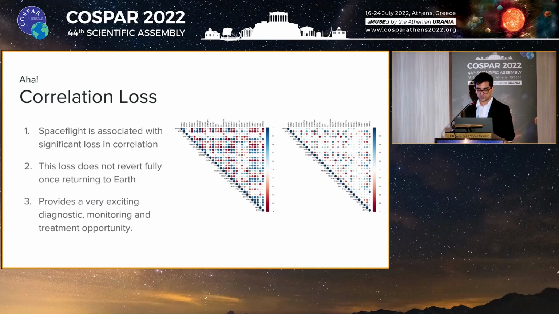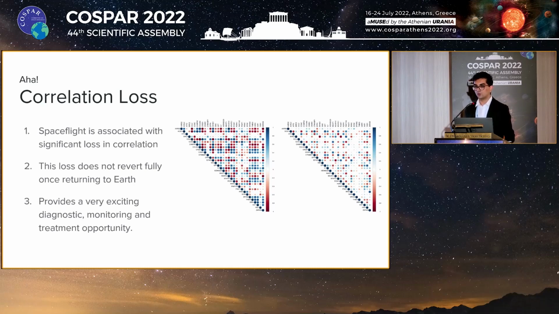All right, so three main tenets of this research that I'd like to stress again. Firstly, spaceflight is associated with a significant loss in correlation, which can have sweeping and far-reaching effects when it comes to the rest of the genome. Secondly, this loss does not fix itself, at least within 3 months of returning back to Earth, which is long after most physiological effects subside. And thirdly, that this provides a very exciting possible diagnostic, monitoring, and treatment opportunity for astronaut health.